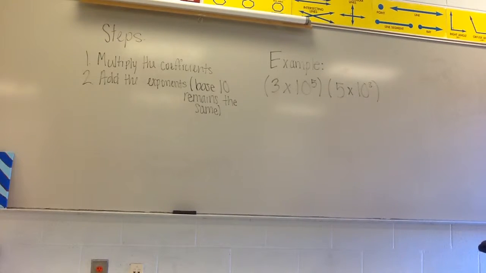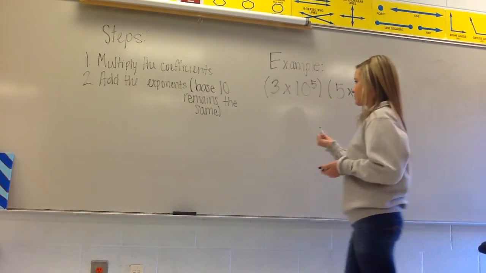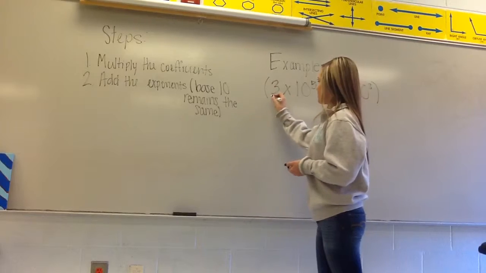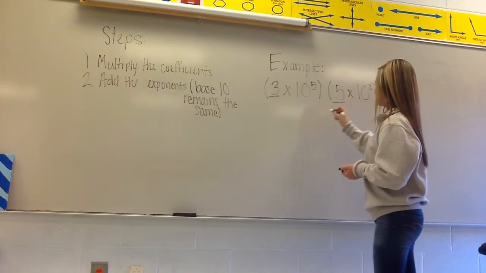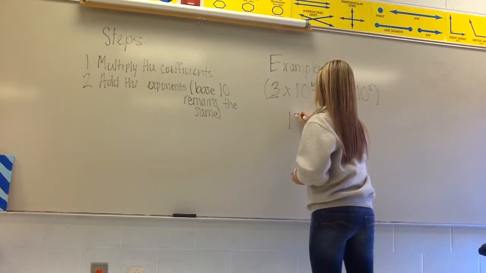Your first example for multiplying scientific notation is 3 times 10 to the 5th times 5 times 10 to the 8th. Your first step for this problem is multiply the coefficients. Our coefficients in this problem are the numbers that stand alone, which are 3 and 5. So 5 times 3 gives you 15.